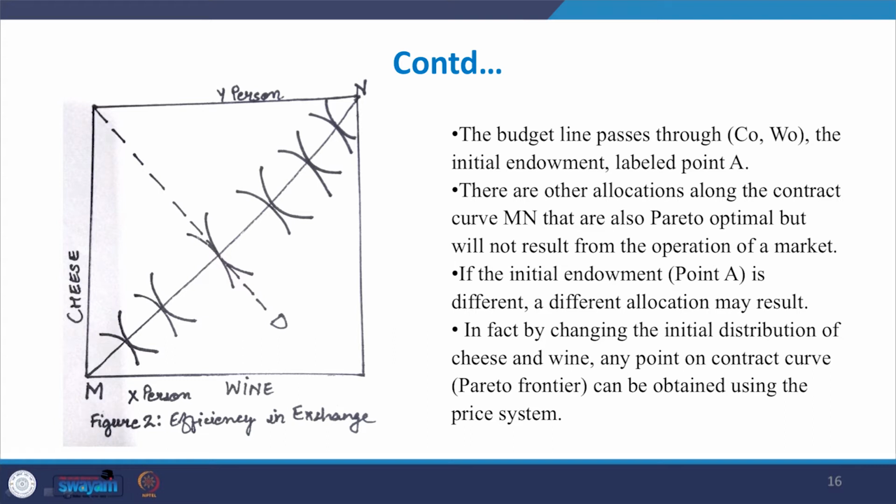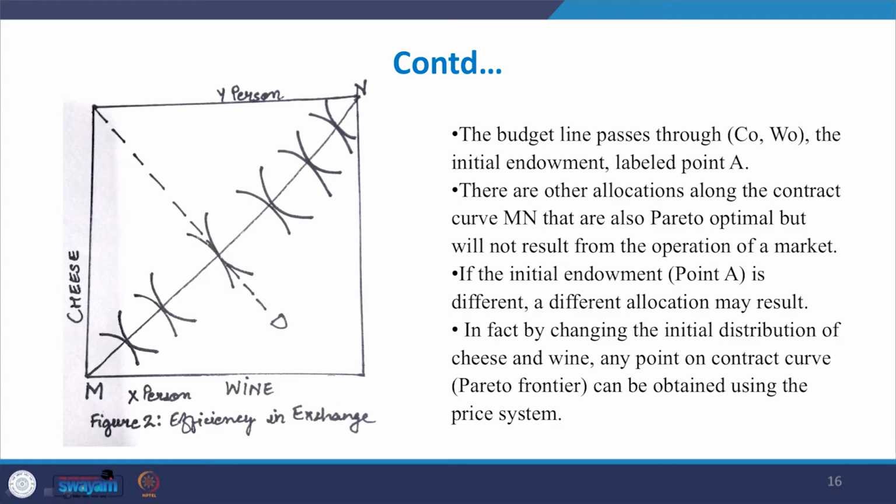There are many allocations on the contract curve MN that are Pareto optimal, as I already told you. You can take any point on this MN line, that is the contract curve or Pareto frontier, and they are called optimum points. But not all optimum points can be materialized; that depends upon how much is the budget of the consumers, or how much actual quantity of the two products is consumed by the two consumers. So, if the initial endowment at point A is different, a different allocation will result. In fact, by changing the initial distribution of cheese and wine, any point on the contract curve can be obtained using the price system.